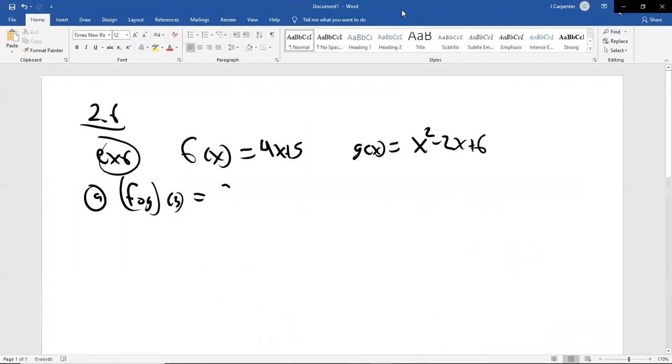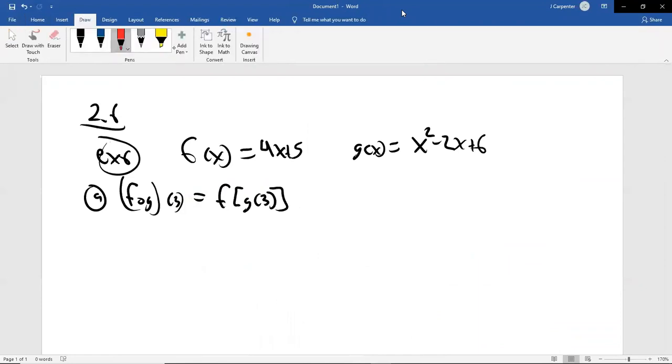So f of g of 3, do the rewrite. That's f of g of 3 that way. So now what we're doing is we're going to find what g of 3 is. See, before this was g of x. Before we were doing x, and we couldn't evaluate it for x because, well, it's right here. So that was why we just replaced it.